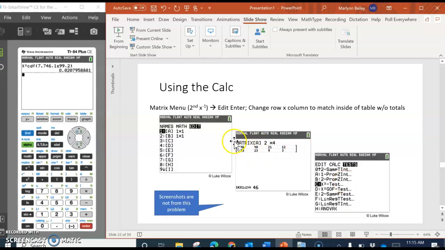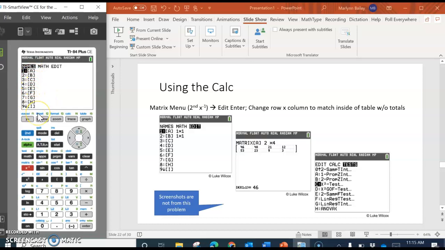So what you want to do is go to the matrix menu. This is going to allow us to enter our table. I'm going to do it on my calculator: second, x to the -1 power, which is inverse, so second, x inverse. This gets you to your matrix menu.